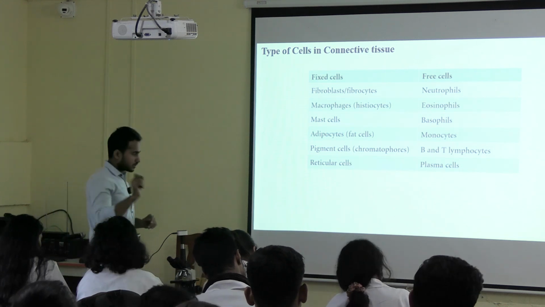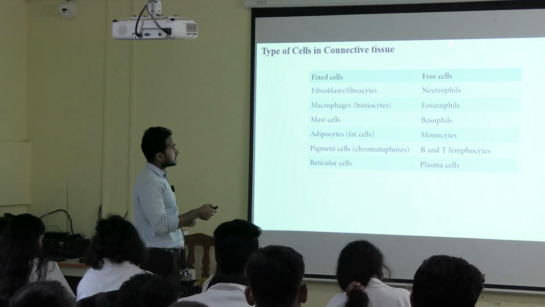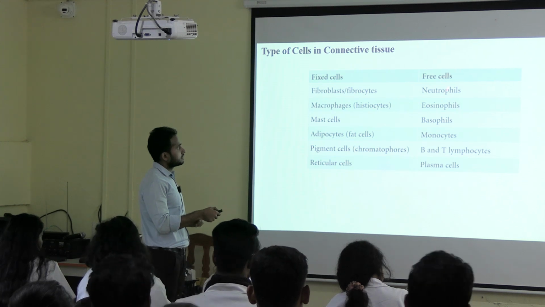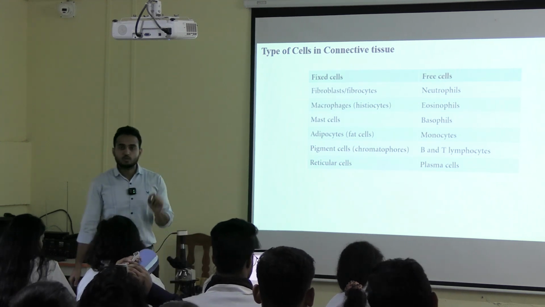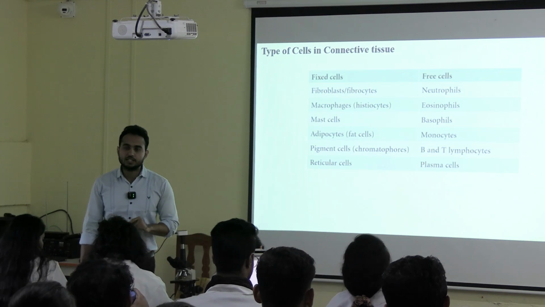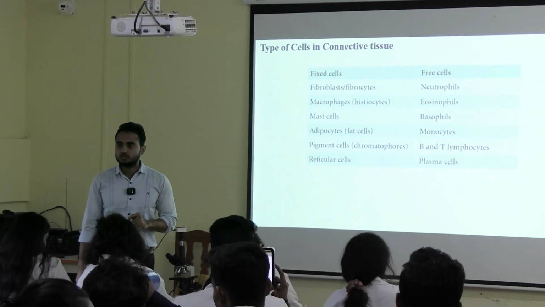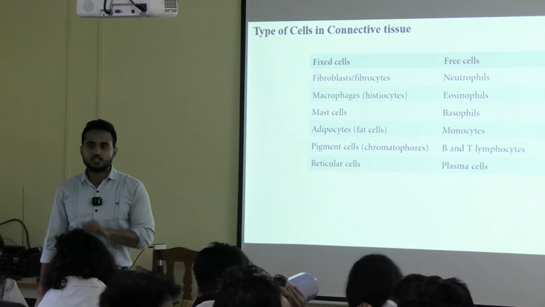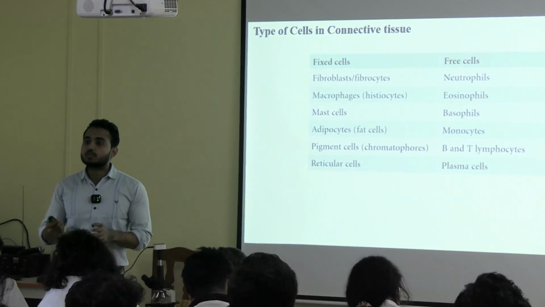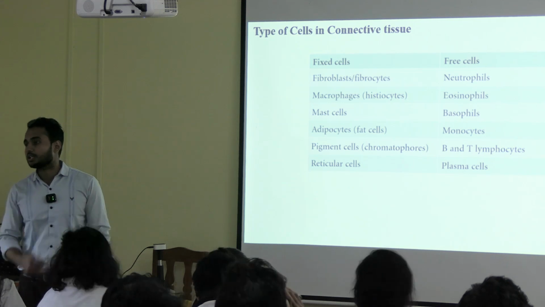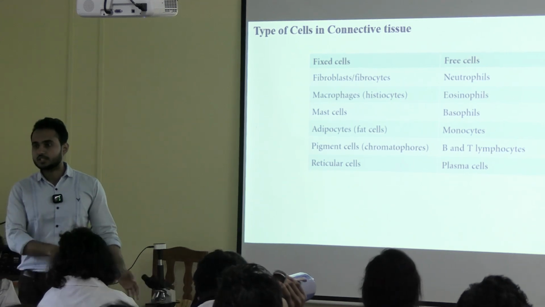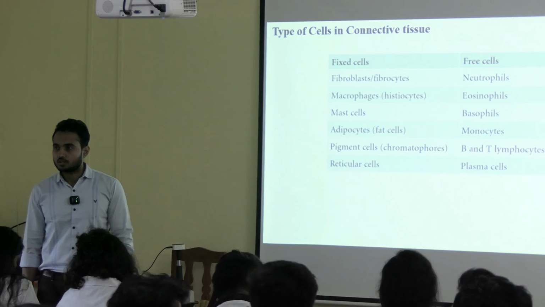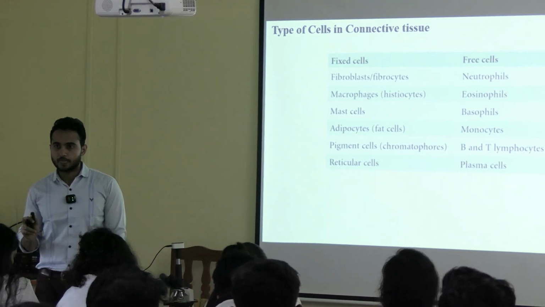If you are noting it down, after writing free cell, give a slash and write wandering cell. Why am I telling you this? Because in some books I have seen it written as wandering cell, and in some books it is written as free cells. So don't get confused.